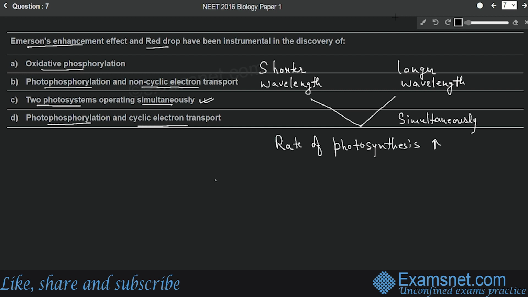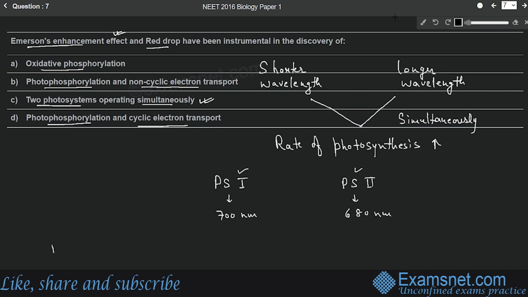Okay, and these two photosystems were named as PS1, which works best at 700 nanometer, and photosystem 2 or PS2 that works at 680 nanometer. Okay, and when these two photosystems were functioning together, then there was enhancement in the quantum yield, right, because there was increase in rate of photosynthesis. So we can say that this effect is related to two photosystems operating simultaneously, Emerson's enhancement effect. Okay, it means there was enhancement in quantum yield.